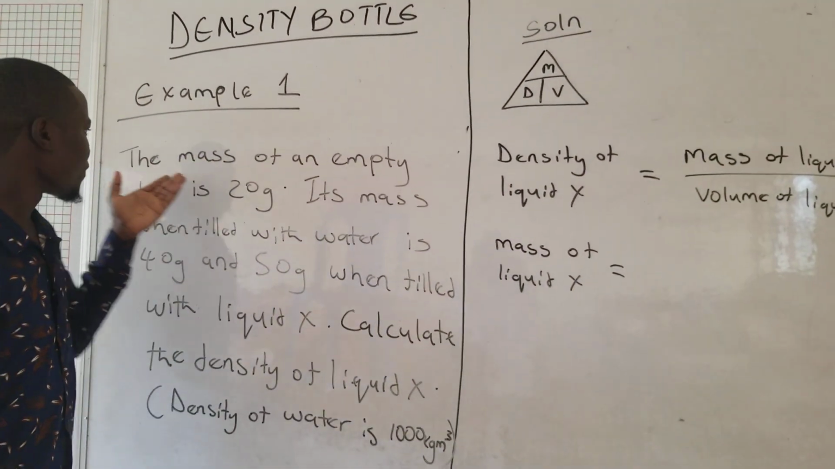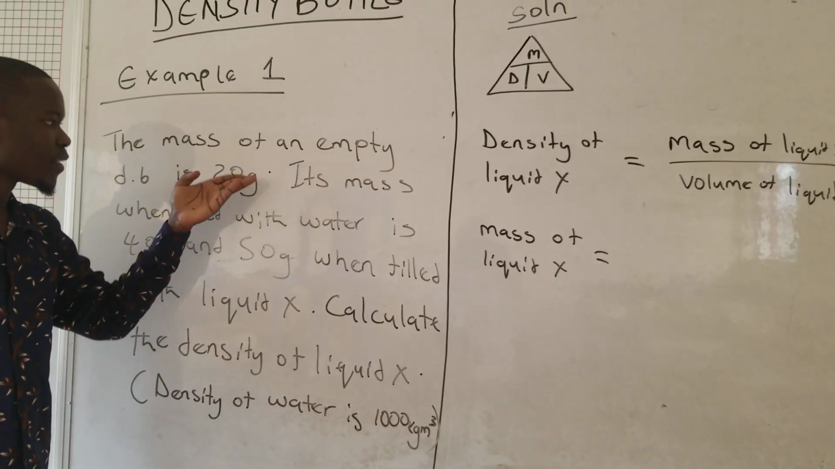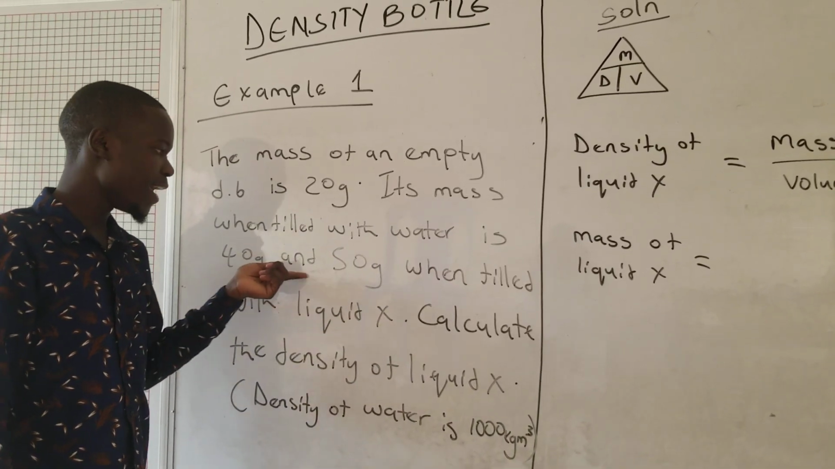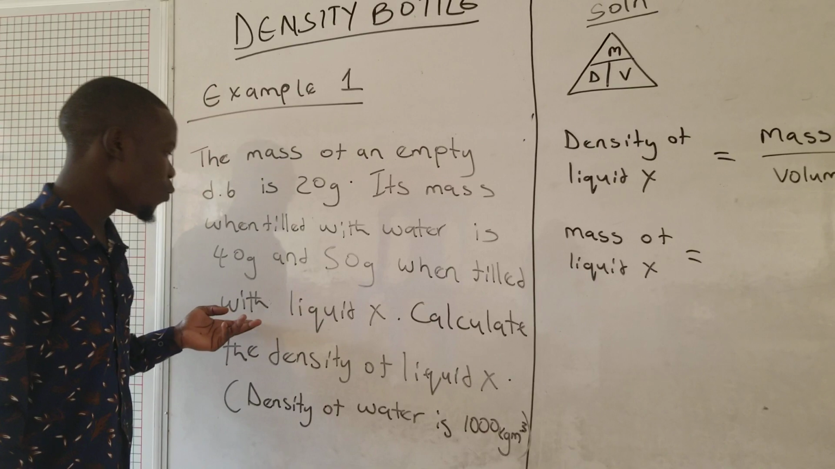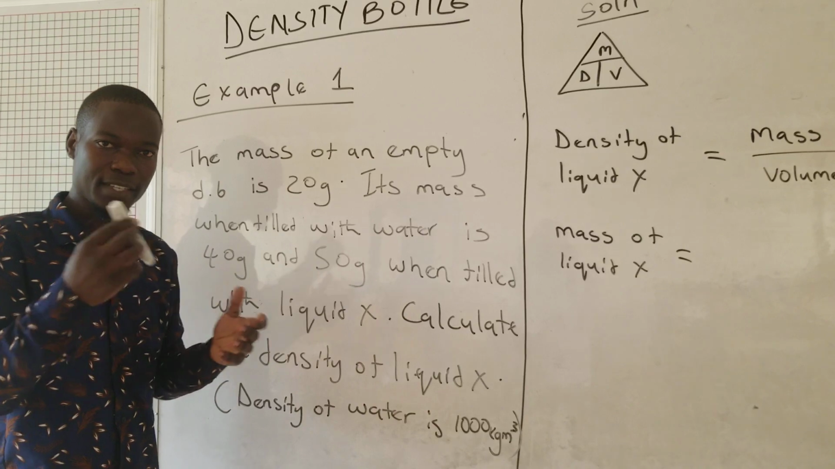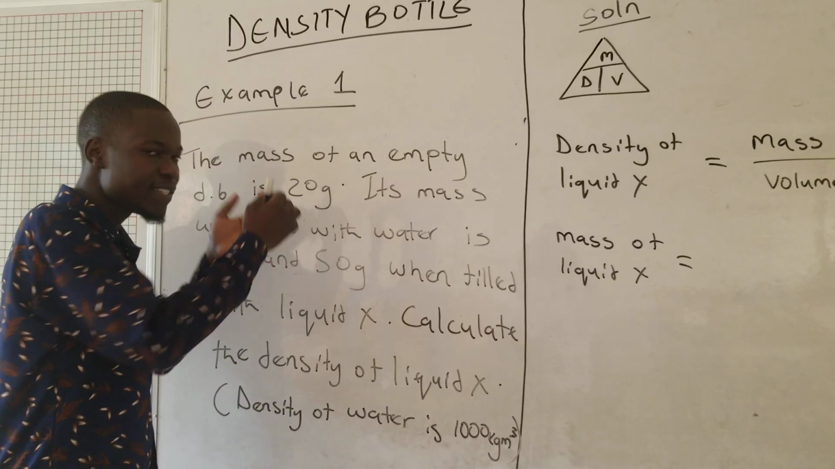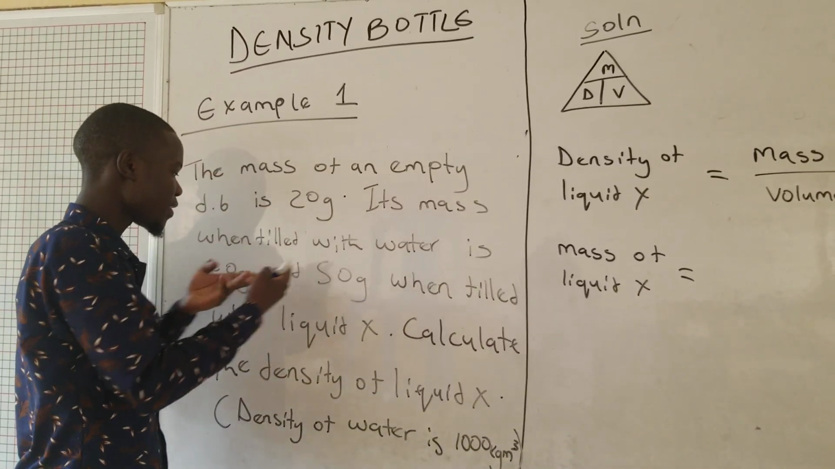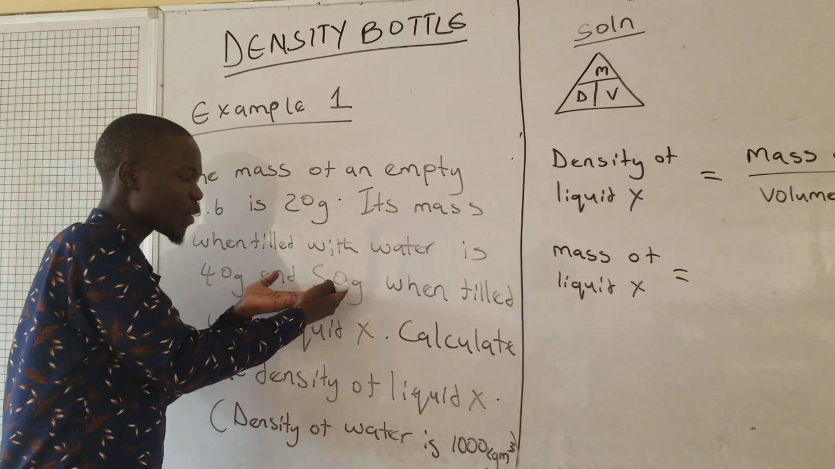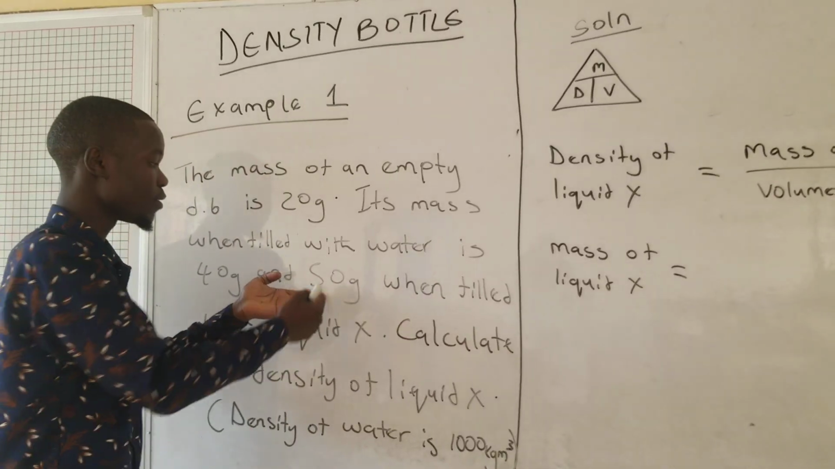We interpret the question. It reads, the mass of an empty density bottle is 20 grams. Its mass when filled with water is 40 grams and 50 grams when filled with liquid X. So you realize that we have a density bottle. At first, the density bottle is empty and the mass is found to be 20 grams. When this density bottle is filled with water, the mass becomes 40 grams. And if the same density bottle is filled with another liquid, let's say liquid X, the mass of the density bottle becomes 50 grams.